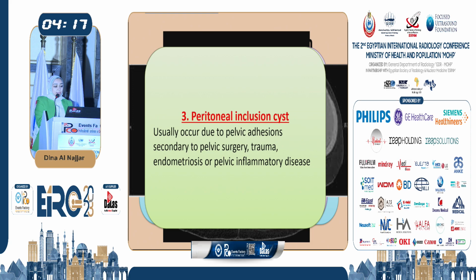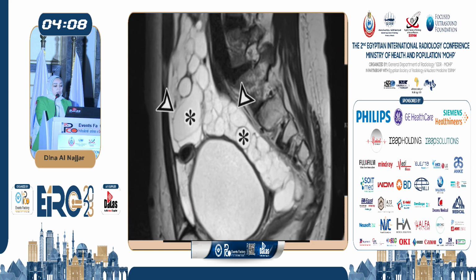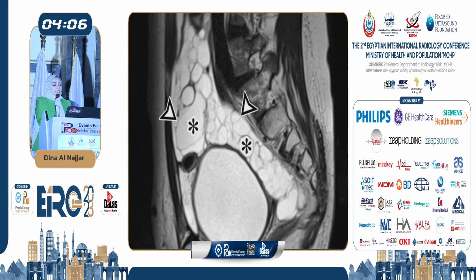Peritoneal inclusion cyst. It is usually due to pelvic adhesion, secondary to surgery, trauma, endometriosis, or any pelvic inflammatory disease. As shown in this MRI, there is a big difference from CT. In MRI, we can detect the internal septation very obviously.